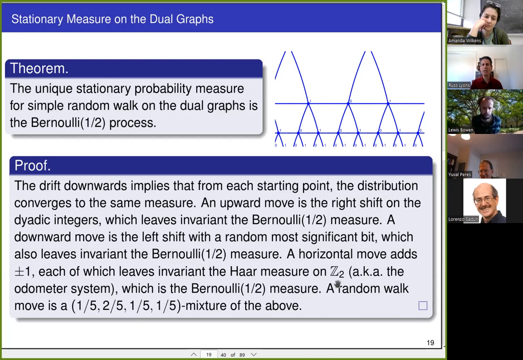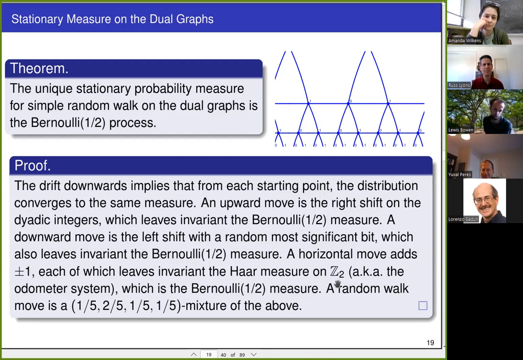A random walk is a mixture of these. 1/2 chance, you move up. 1/2 chance, you move down. There were two ways: 1/2 to move left, 1/2 to move right. All of them leave it invariant. So the whole mixture also leaves it invariant. Since there was a unique invariant stationary measure, this is it. Okay?